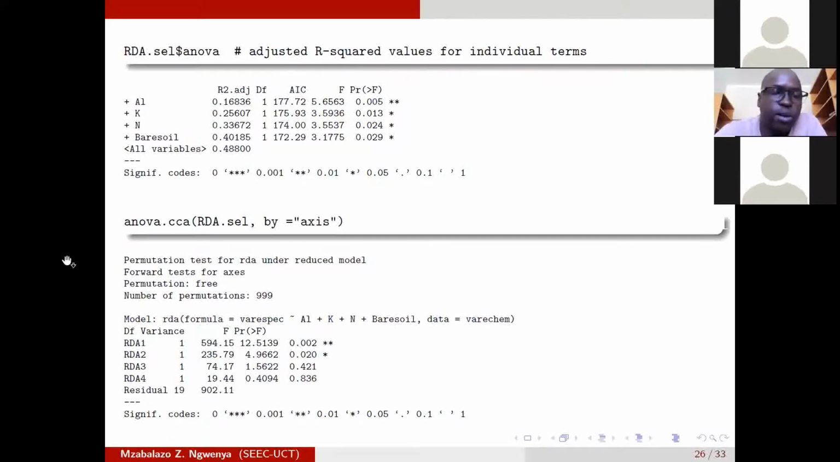We also require that our two axes, our first and second axis, be significant. So let's check now if that is the case. We perform our test for the axis, and you will see that the first and now even the second axis are significant, which is good, which means our ordination plot is now more meaningful.